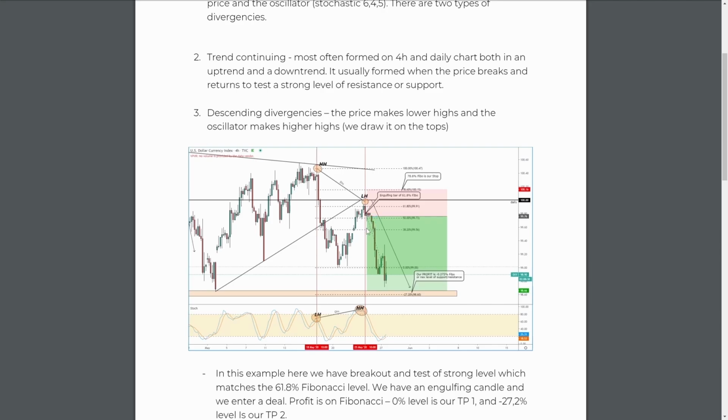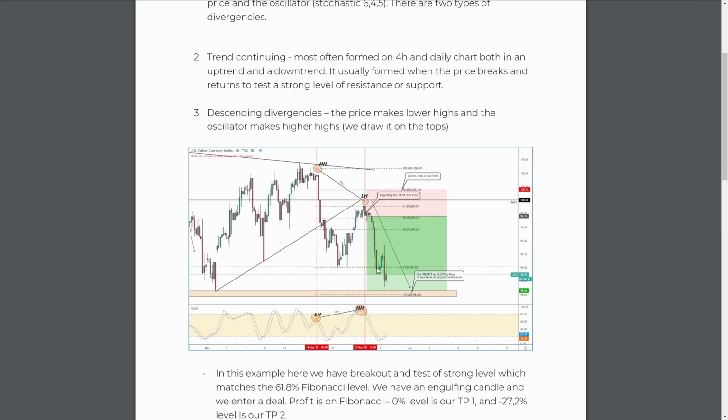Profit is as on Fibonacci. As always here, absolutely always, regardless of which Fibonacci level the divergence has repelled from, level 0 is take profit 1 and 27.2 is take profit 2. Remember it. Here at the divergences, when you apply Fibonacci here, the profit is always the same. Level 0, take profit 1 and 27.2 is take profit 2.